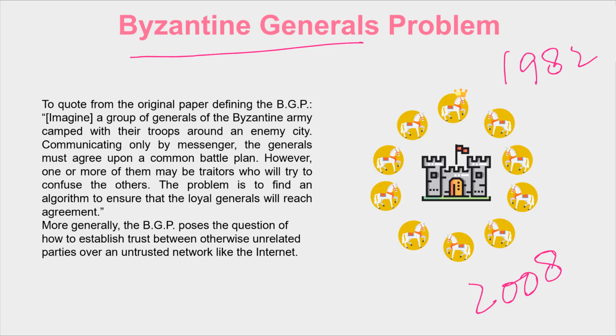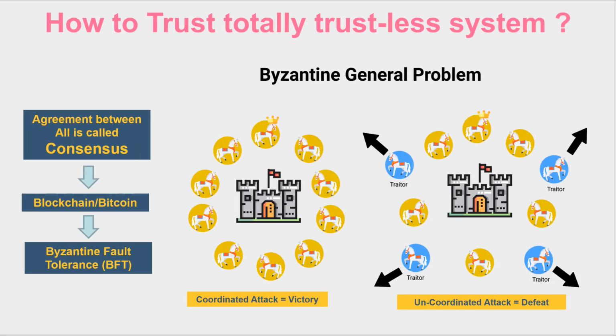More generally, the Byzantine Generals problem poses the question of how to establish trust between otherwise unrelated parties over an untrusted network like the internet. That's pretty much the same problem these generals are facing as they communicate and come up with a strategy so that they all have a consensus, right? They need to agree on a consensus so that everybody attacks, and this is the sure way for them to get the victory. If they do not have a coordinated attack, meaning some of them attack and some do not, or run away, then they are probably going to end up with defeat.